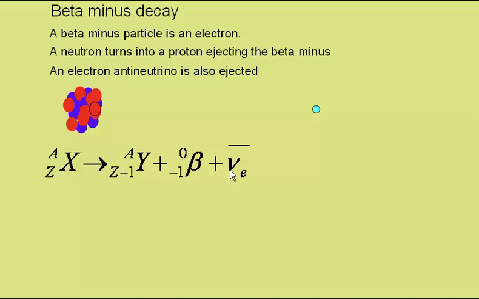This symbol here represents a neutrino. The subscript lowercase e tells us it's an electron neutrino. There are other types of neutrino. And the bar across the top tells us it's an anti-neutrino. It's antimatter.